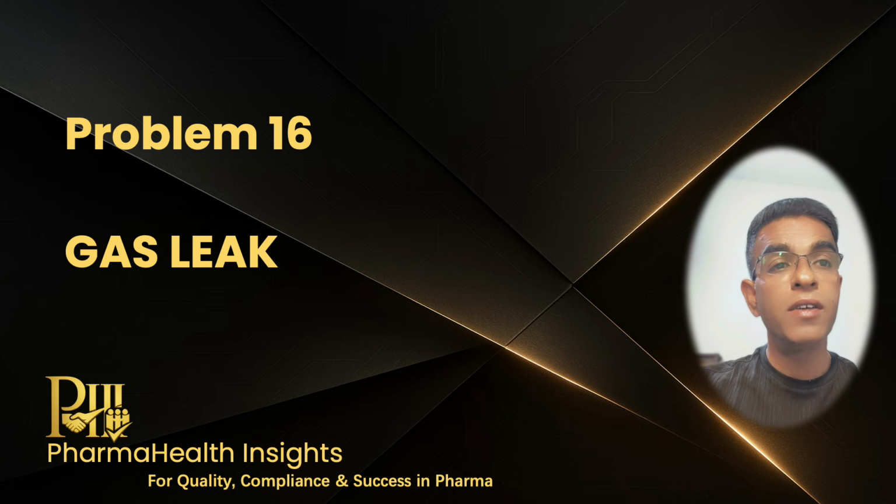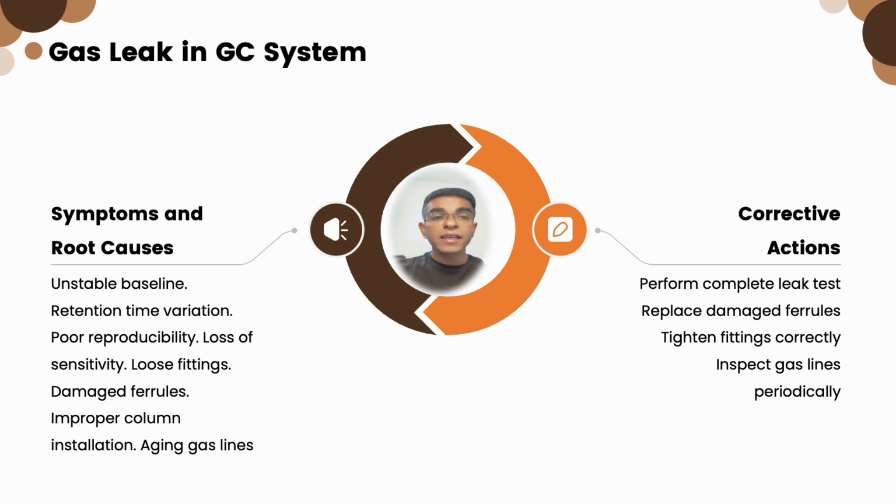So far, we have discussed injector, column, and detector related issues. Now let us move to gas delivery and system control problems, which often create recurring failures. Gas leaks are one of the most dangerous and underestimated problems in gas chromatography. A very small leak may not trigger any alarm, yet it can completely disturb chromatographic behavior.